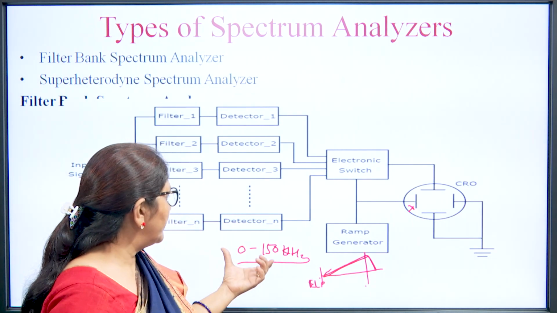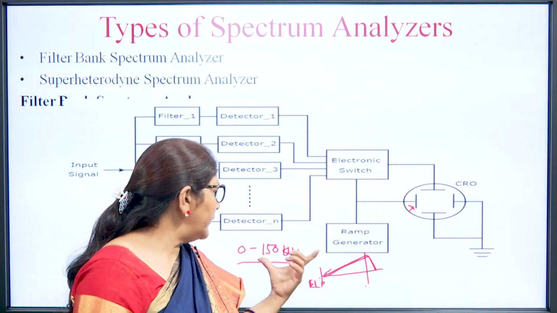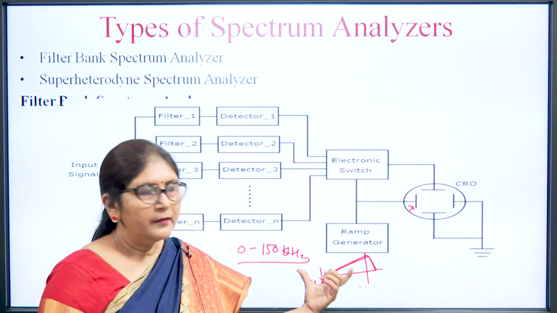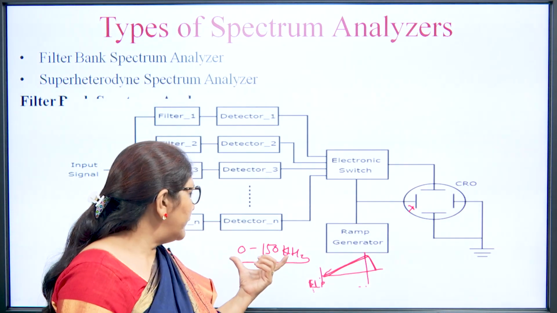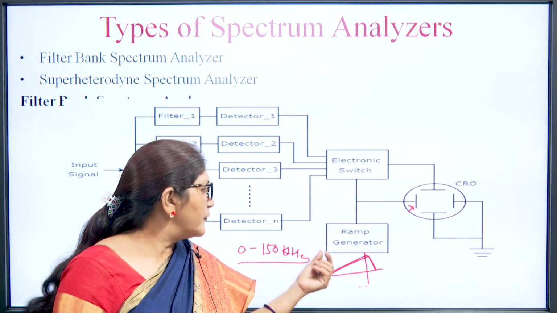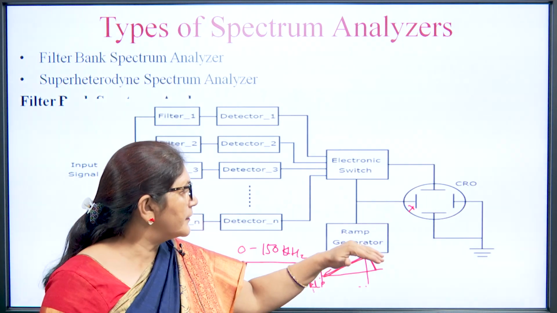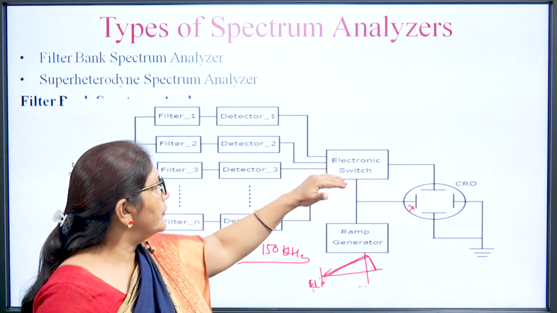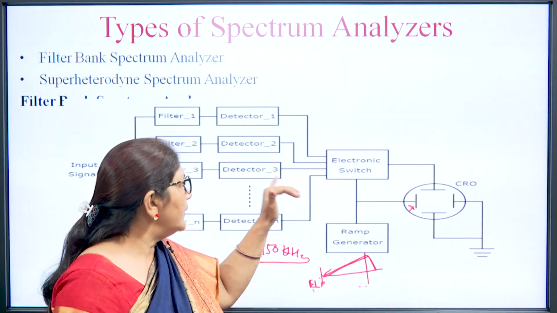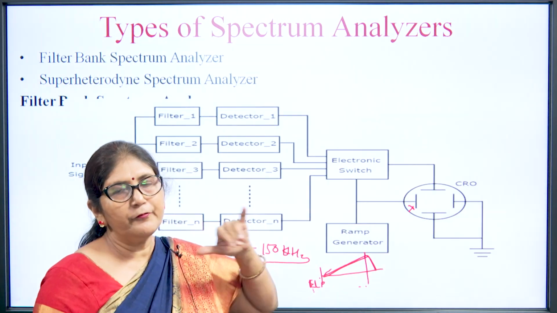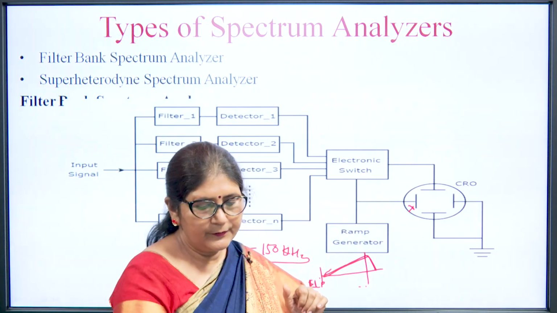Suppose we want to display a frequency range of 0 to 150 kilohertz. The whole screen of the CRO is divided equally between 0 to 150 kilohertz. So, this ramp generator basically displays the frequency on the screen. There is an electronic switch, and that electronic switch will select the particular filter and detector circuit for which we want to measure the frequency range, and then it is displayed on the screen.